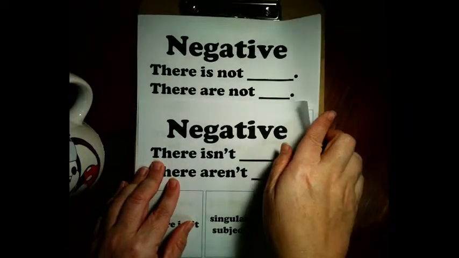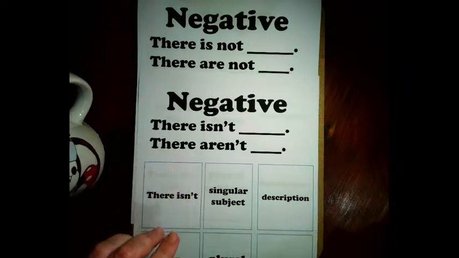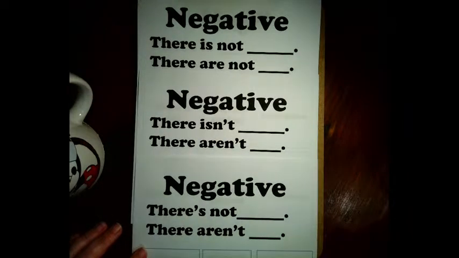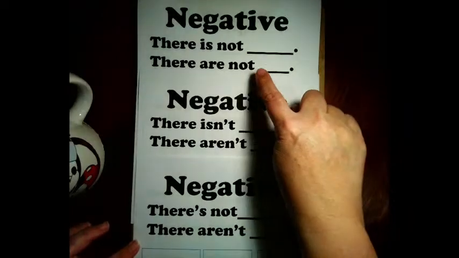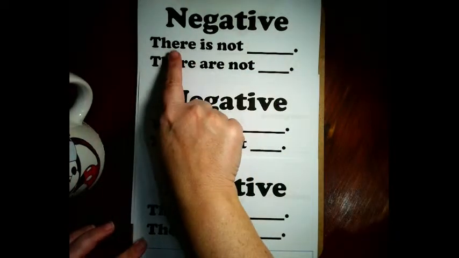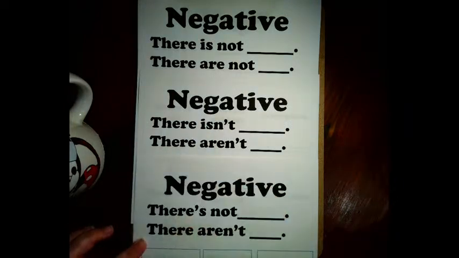And actually you can do this one more way. You could change the contraction and you could have "there's not." "There aren't" stays the same. So that would be "there are not" or "there aren't." But there's three ways you can do this: "there is not," "there isn't," and "there's not." And they're all equally correct. It just kind of depends on what you're wanting to emphasize.